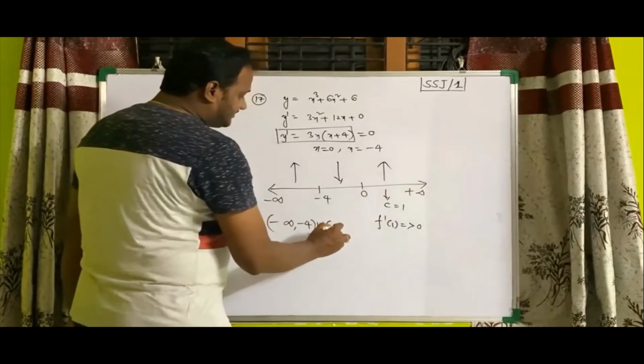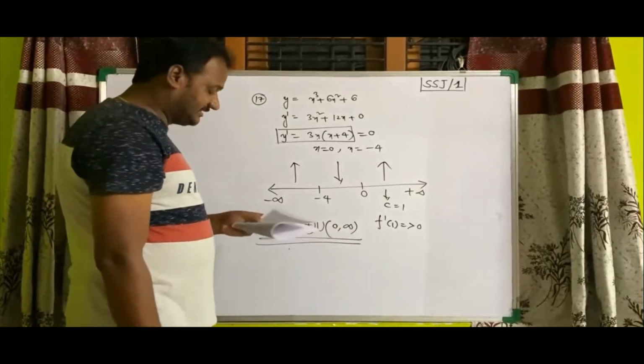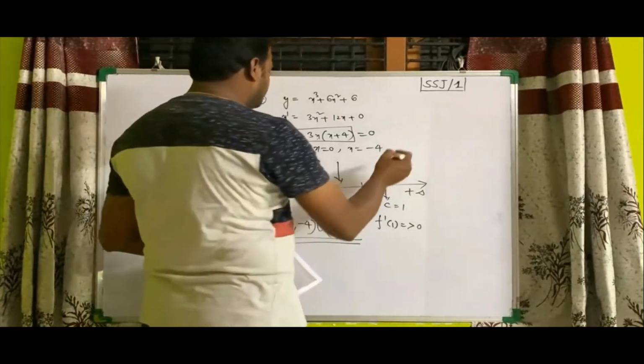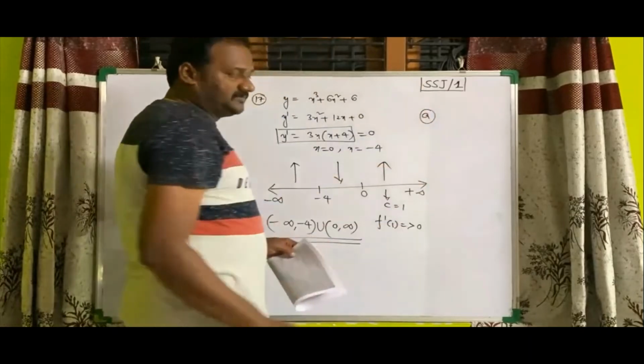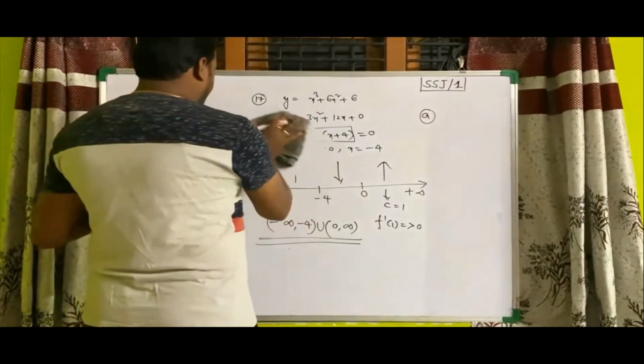Union, in this interval also it is increasing. So 0 to infinity. So this is the interval in which it is increasing. So where is that interval? I hope that interval is A. So the answer for the 17th problem is A. So that way we can easily answer the problem.